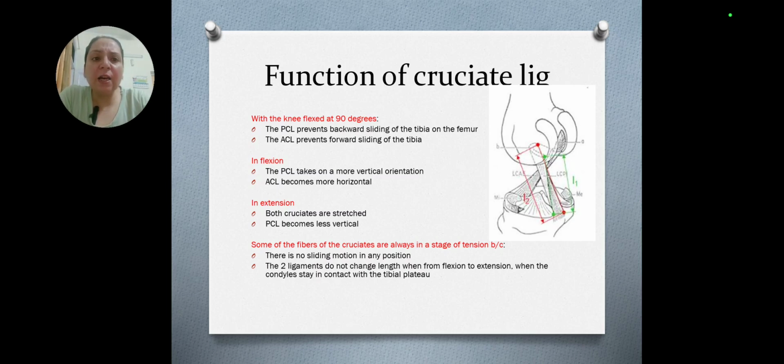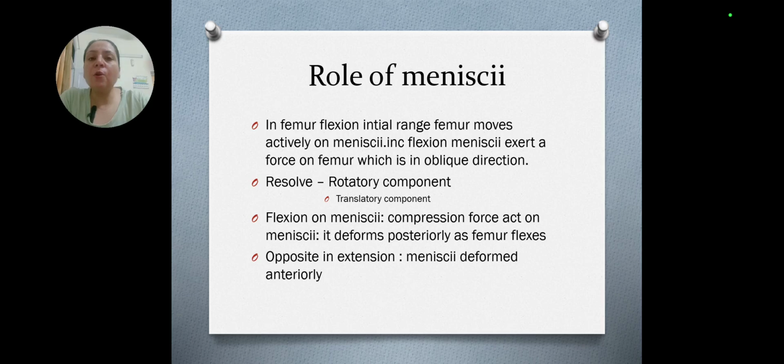Fine. So this is very much important. These fibers and their orientation is very much important. Fine. Now what is the role of the menisci in flexion? Now, I wanted to show this.